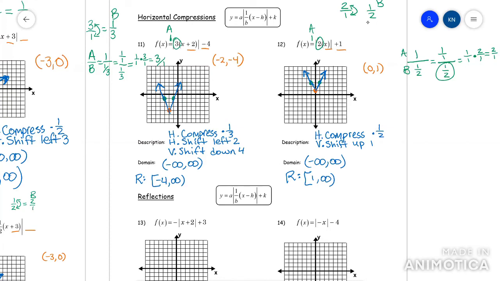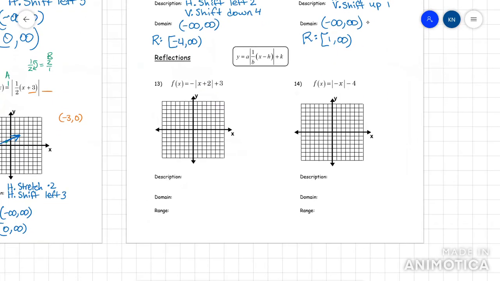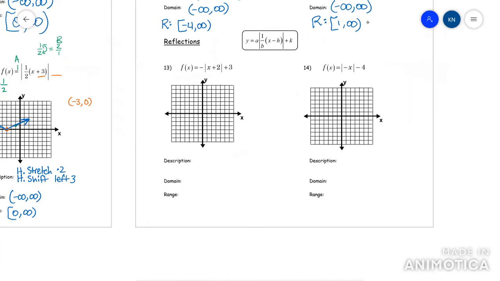Okay, last two, reflections. Reflections happen if you see a negative, and generally it's going to be before that letter X, unless they're really trying to trick you. So if you see a negative outside, that's a reflection across the x-axis. And if you see a negative inside, it's a reflection across the y-axis.